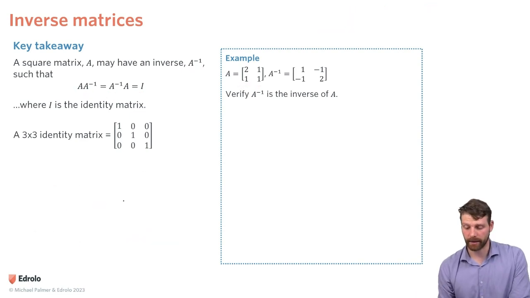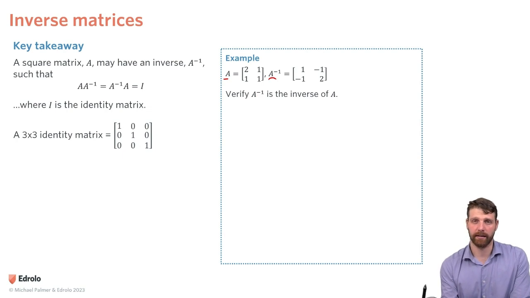Here, the inverse is going to return the identity. I've cleaned up the slide a little, and I've got A and A inverse here. I've actually gone to the trouble of finding the inverse of this matrix, so we can show that when we multiply them, we get the identity. So here I've got A, which is 2, 1, 1, 1, and the inverse supposedly is 1, -1, -1, 2.